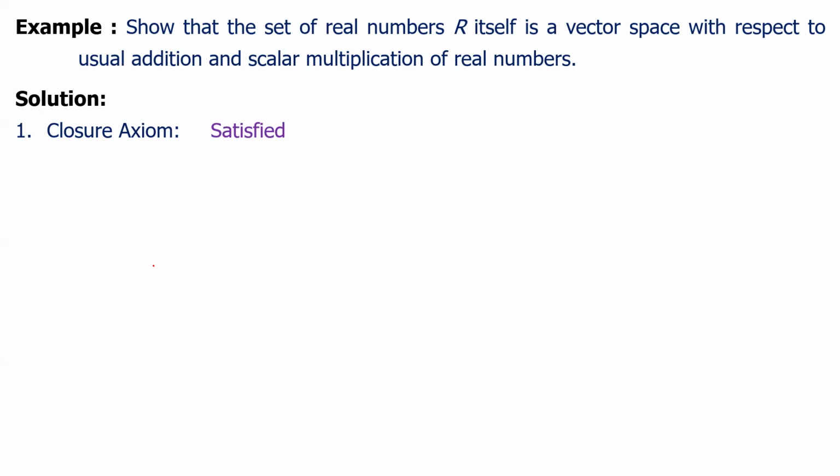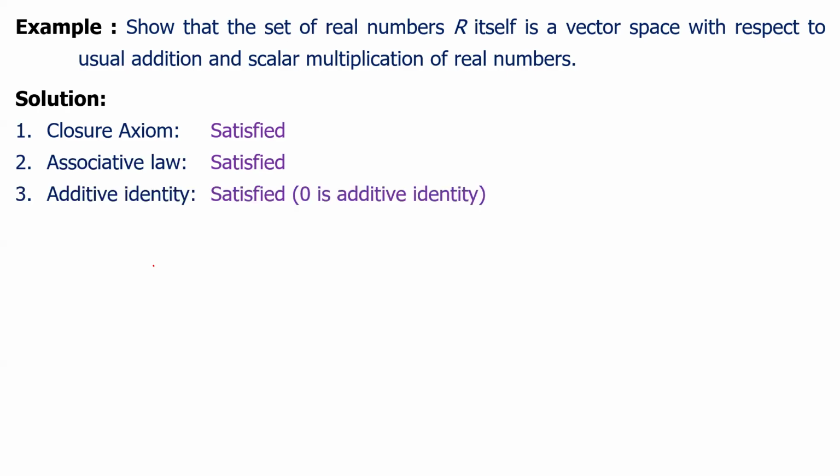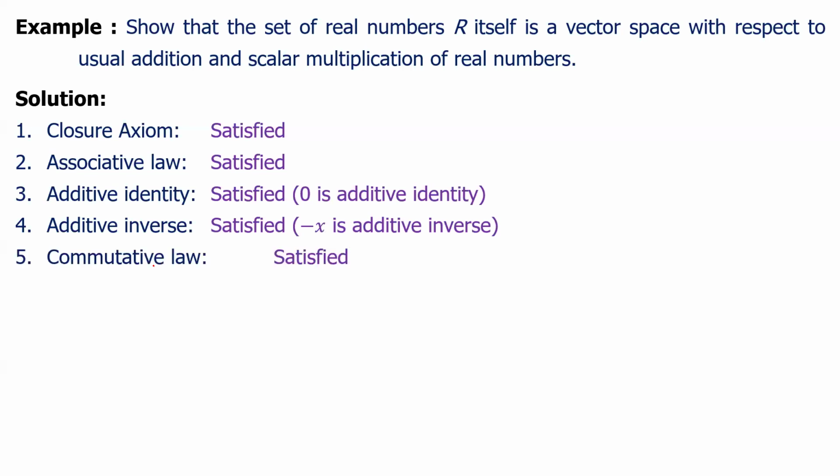So first property, closure axiom, satisfied. Why? Because addition of two real numbers is a real number. Associative law also satisfied. Third, additive identity also satisfied because 0 is the additive identity. The fourth property, additive inverse. So if x belongs to R, then minus x is the additive inverse of x. So it is also satisfied.